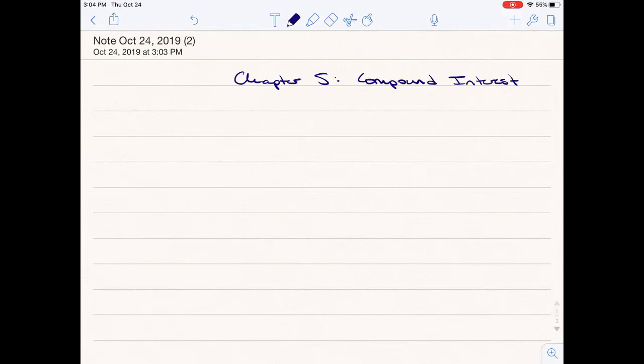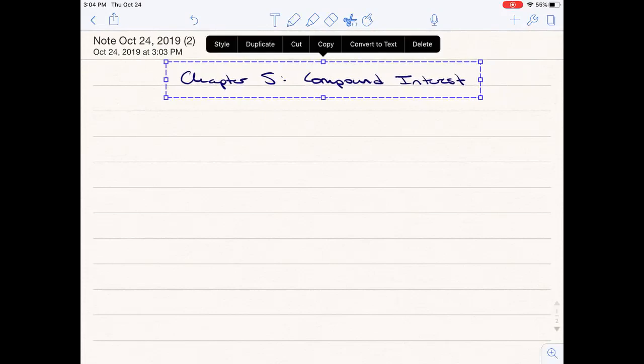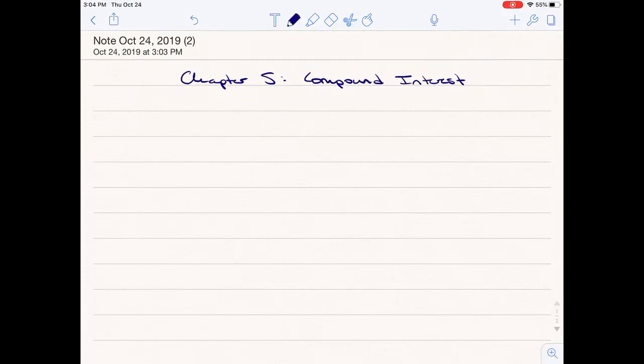If you look on your formula sheet, we finished simple interest last day, and now we're moving into compound interest. The interest is going to be compounding for the rest of the course, but this is the section that we'll call compound interest. That can be a little finicky wording-wise, but it's fine. Let me just center this a little bit more.